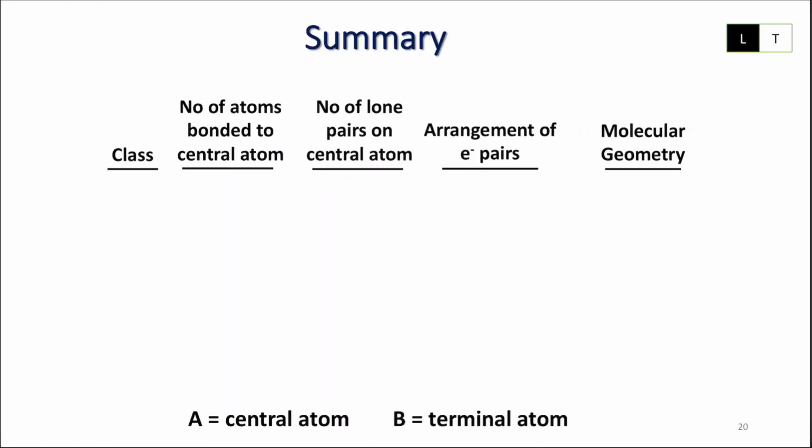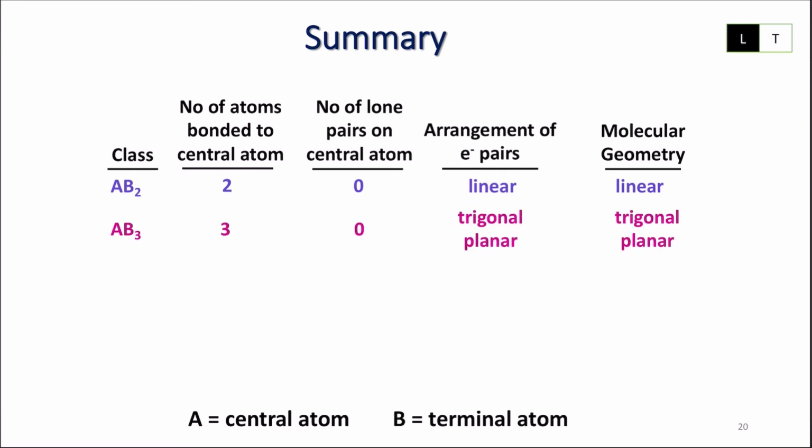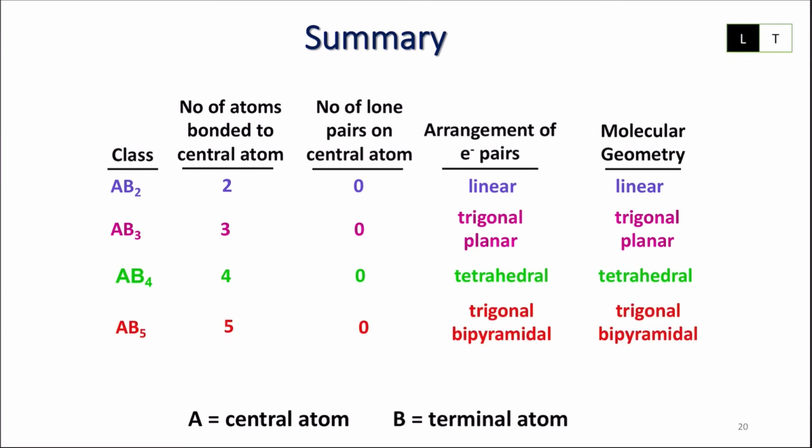As a summary, you have to know that when we have the class AB2, the number of atoms bonded to the center is 2, and there are no lone pairs at the central atom. The arrangement of electron pairs should be linear, and the molecular geometry stays the same. When you have AB3, it is trigonal planar, AB4 is tetrahedral, AB5 is trigonal bipyramidal, and AB6 is octahedral. You can see that this is the basic shape, where there are no lone pairs at the central atom.